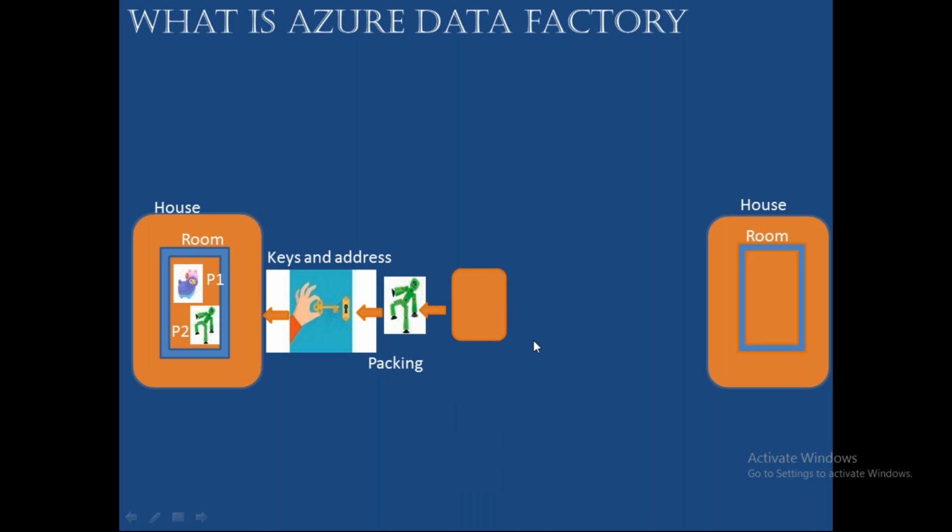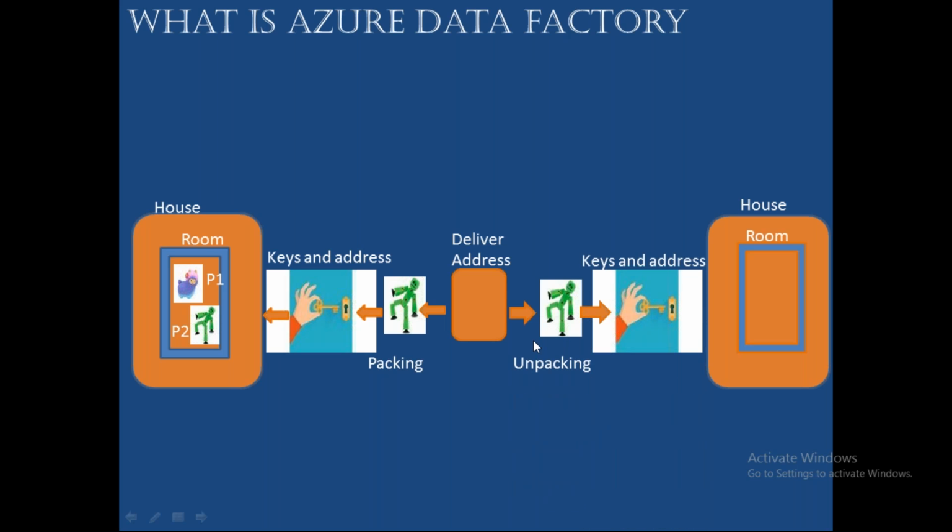Once you pack it, you need to have a delivery address where to deliver this object. Once you have a delivery address, you take the packed objects and unpack them there. Then again you authenticate to the other house. If you have keys and address to the other house, only then can you enter. Once you enter, you put the object into that house. Who is going to do this entire work? We will have a delivery boy, who is going to do this entire process.